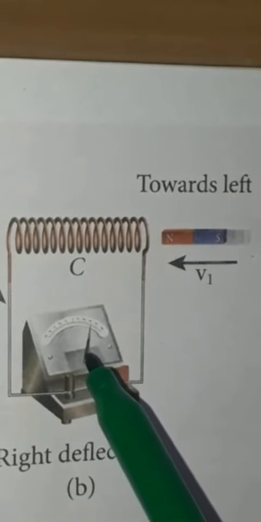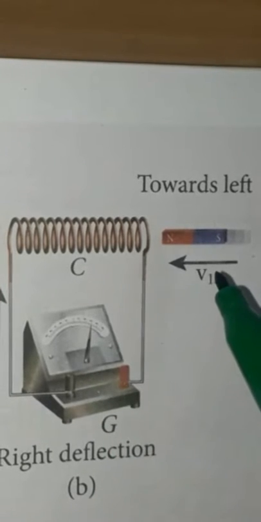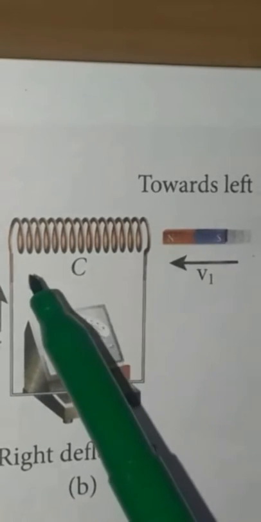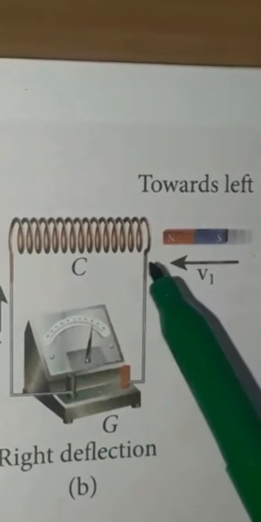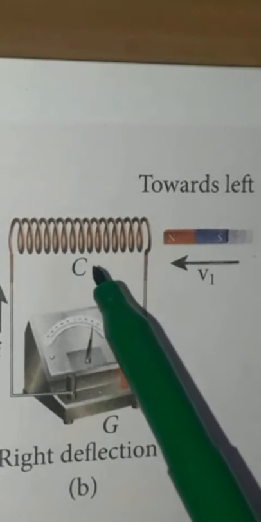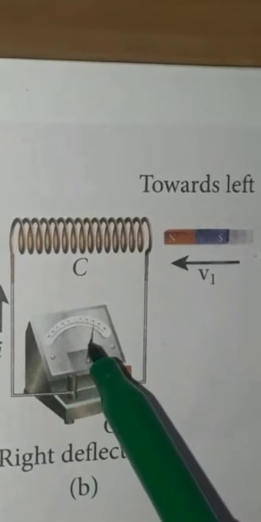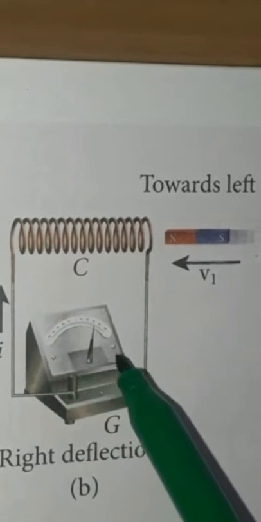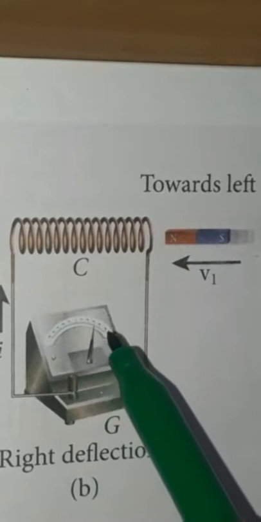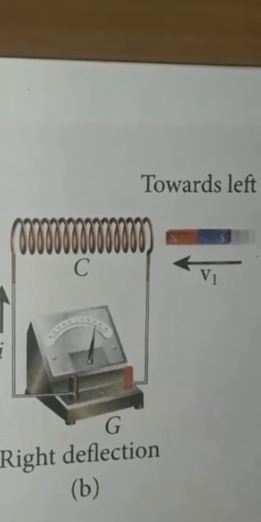So the galvanometer gets deflection. When the magnet moves to the left side, the induced current passes in the opposite direction through the conductor. So this is the induced EMF. The galvanometer shows deflection. This is called the induced EMF.